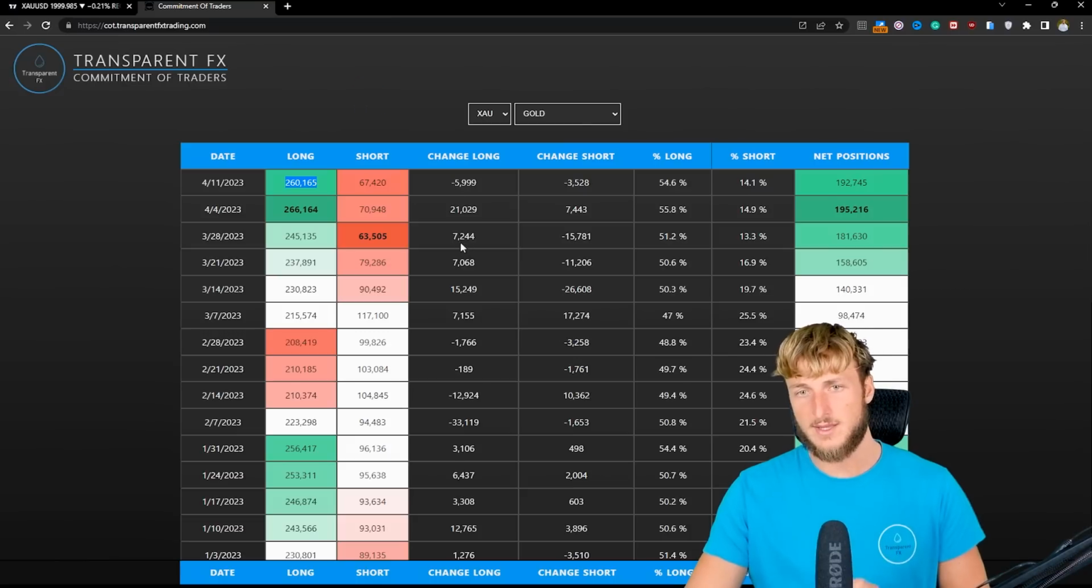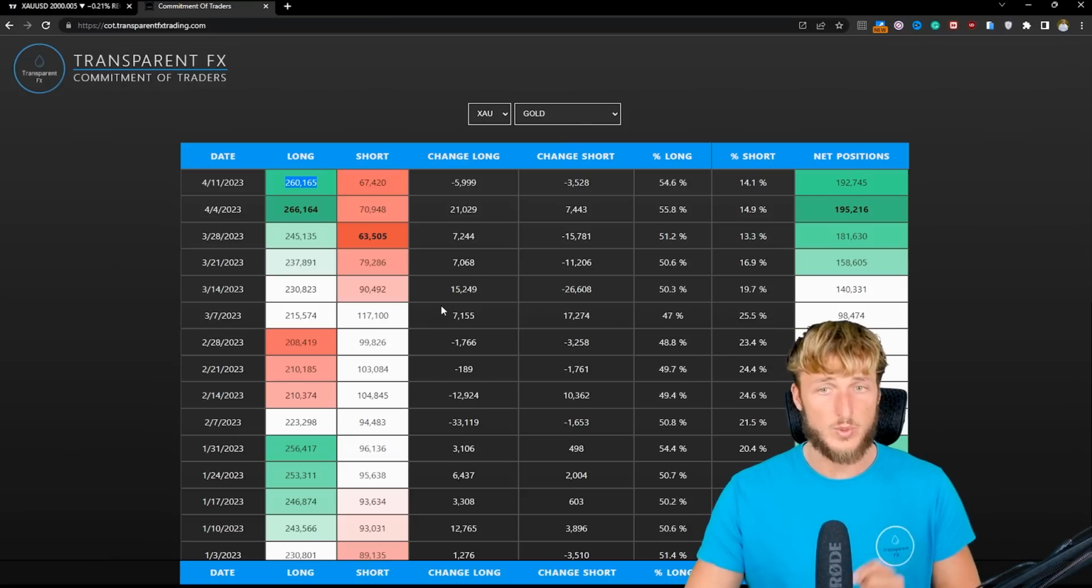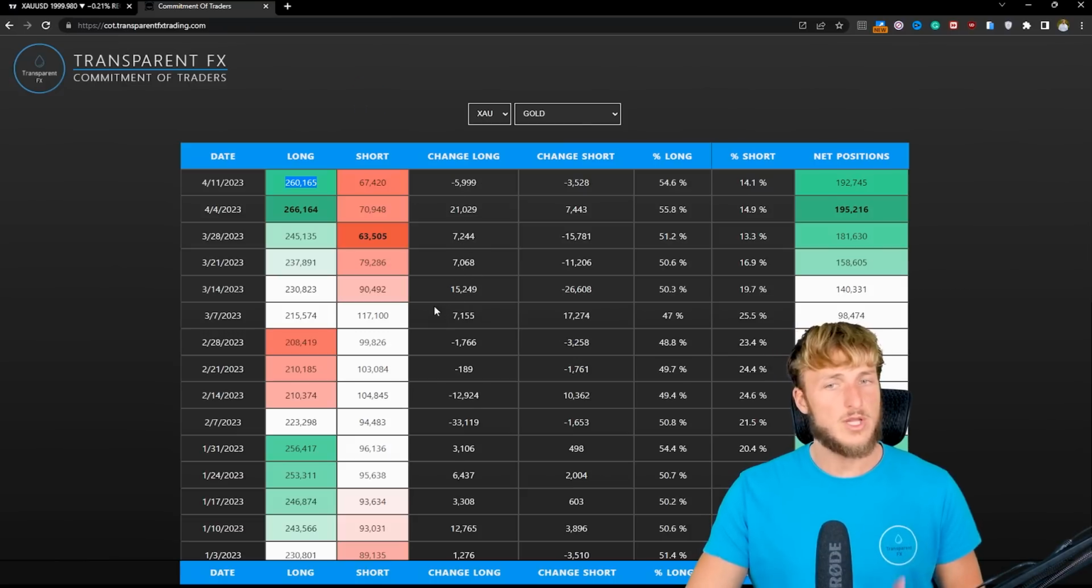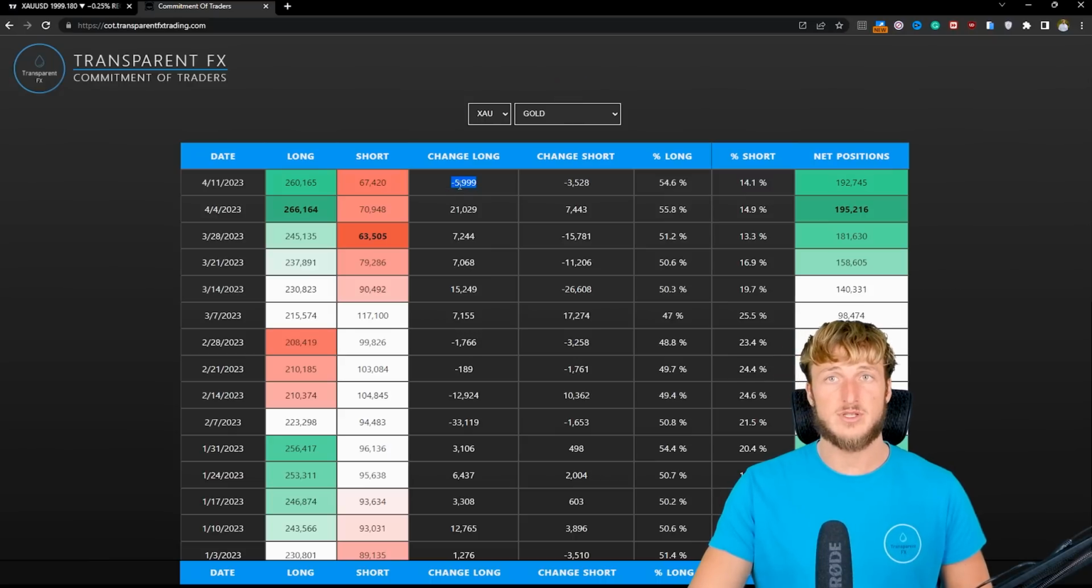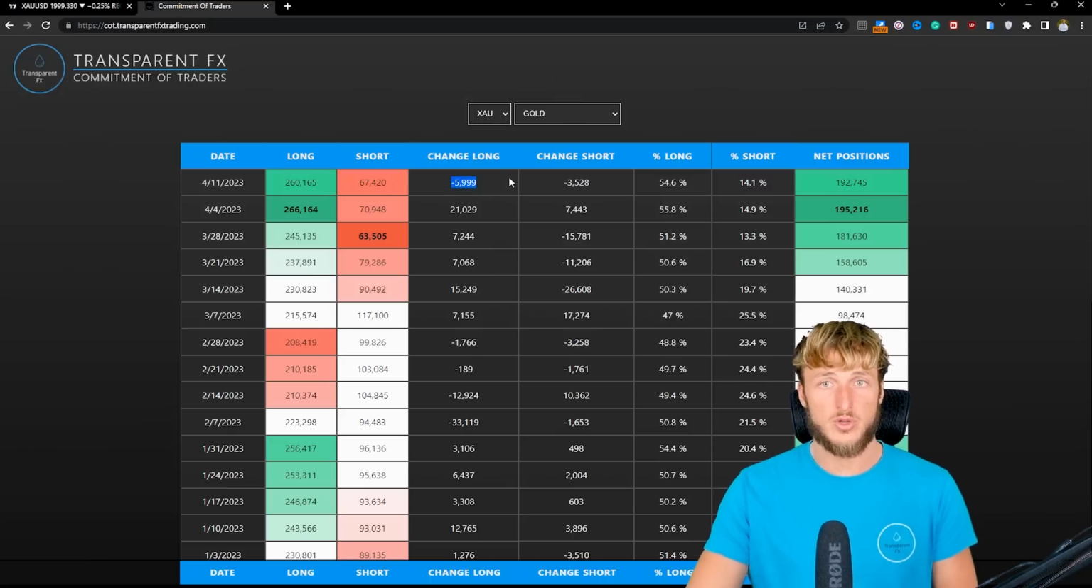Now, if we take a closer look, what we can see here is that with all the previous reports, we were seeing thousands of longs getting added from an institutional perspective on gold. We had 15,000 here, 7,000 here, 7,000 here, 21,000 here. Now, this is the first time that longs start to get closed. Almost 6,000 longs got closed on gold from an institutional perspective with the last report.